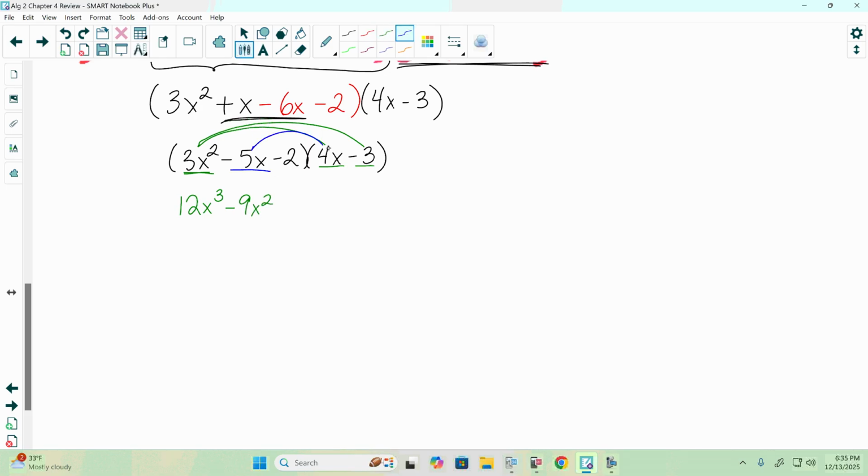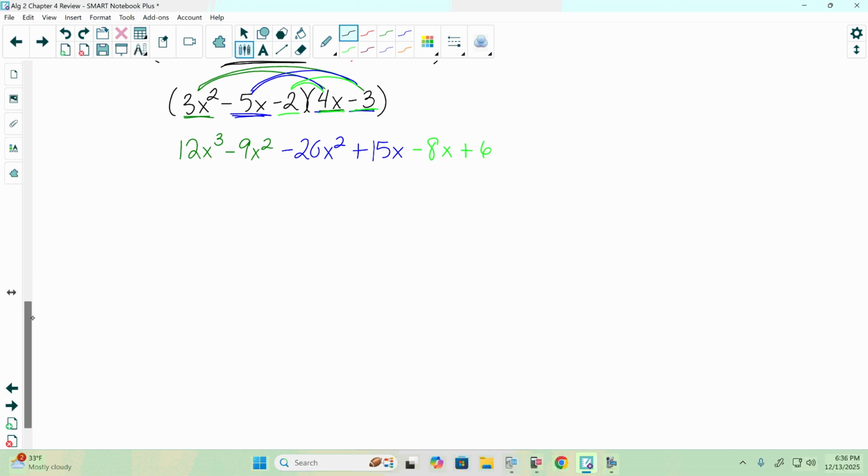Now we're going to move on to negative 5x. Negative 5x times 4x. Negative 5 times 4 is going to be negative 20. X times x is going to be x squared. And then negative 5x times negative 3. Negative 5 times negative 3 is going to be positive 15. Still have that x. And lastly, we're going to distribute this negative 2. Negative 2 times 4x is negative 8x. And negative 2 times our negative 3 is going to be positive 6.